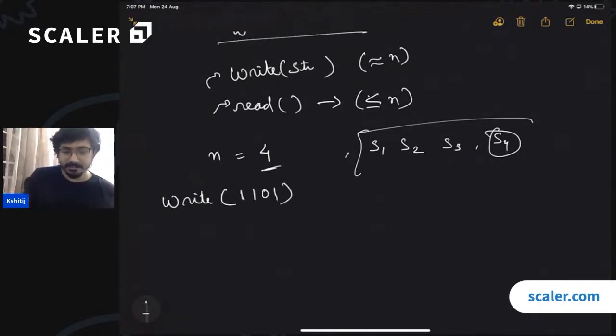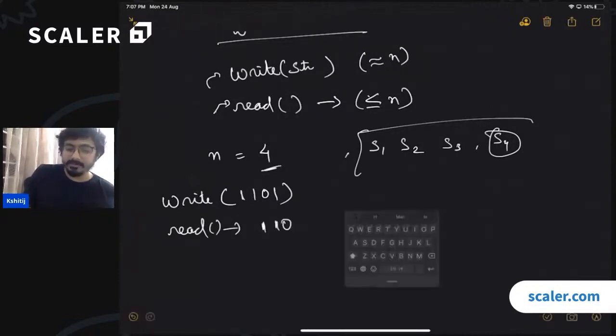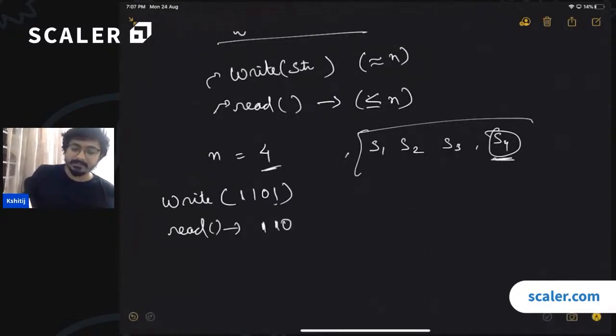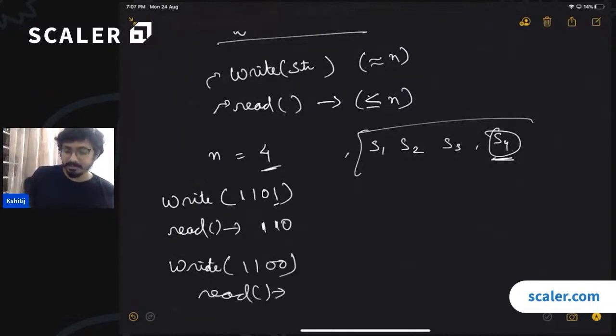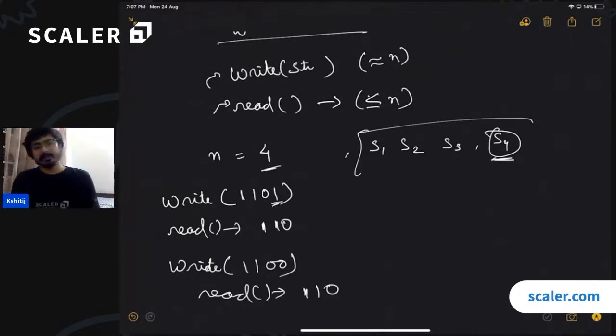If this is the string that you enter, and after this you call read, then the string that you get is 110, because slave 4 is faulty and this one will not be returned. If again you call write 1100, in this case, if you do read, you will be getting 110, because slave 4 is faulty, so you don't get this. Any number of slaves can be faulty.